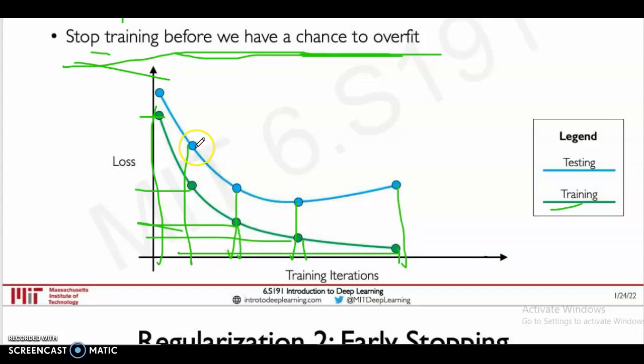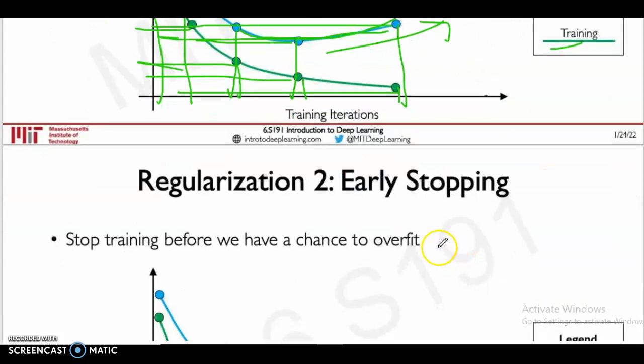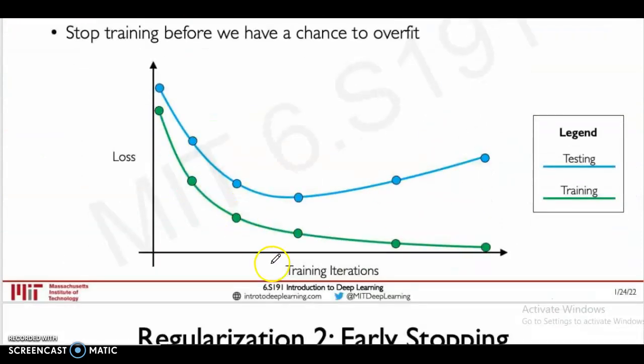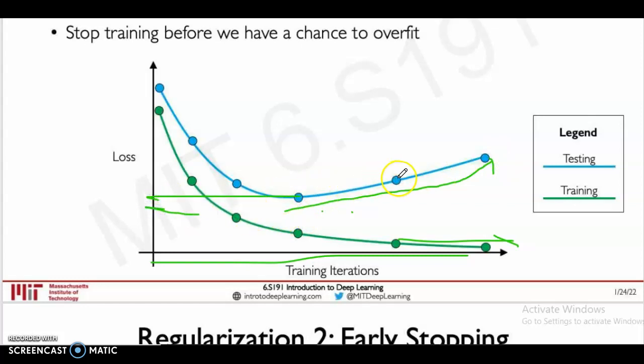Testing loss reduces, but then increases a little. The training loss keeps reducing as training continues, while the testing loss increases on this side. This is where the loss increases.